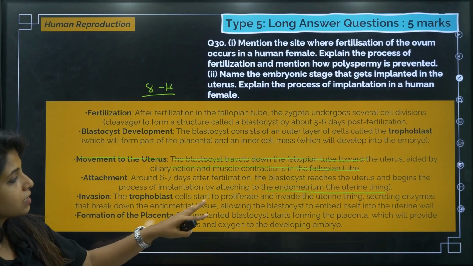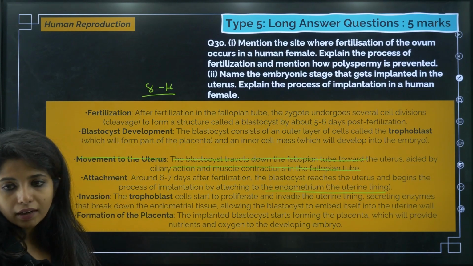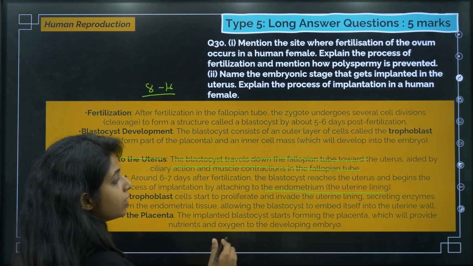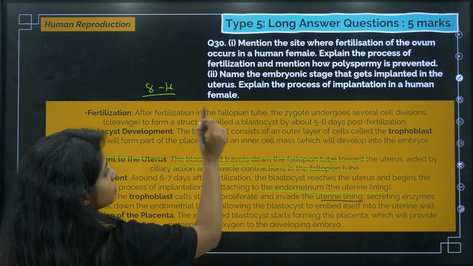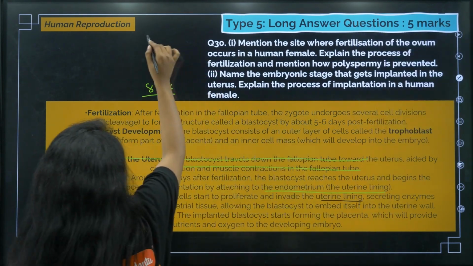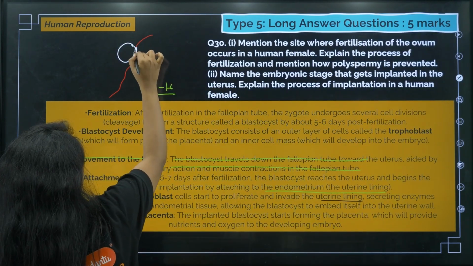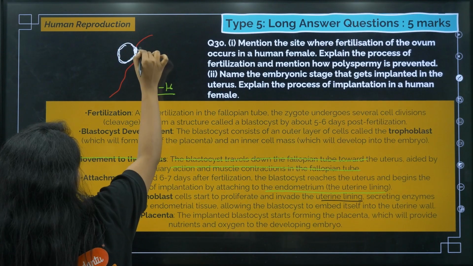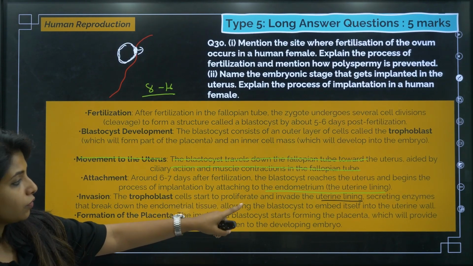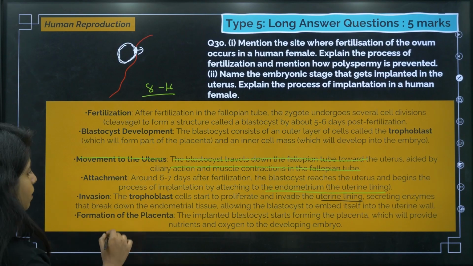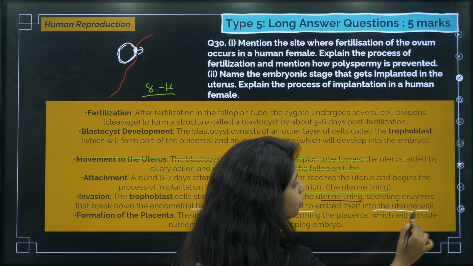Now what will happen? The trophoblast cells start to proliferate. The trophoblast that you see over there, the outer layer, will slowly proliferate, divide itself and invade the uterine lining. It will get inside the uterine lining. Uterus is over here, children. The trophoblast has come and slowly tries to invade into the uterine lining, secreting enzymes that break down the endometrial tissues, allowing the blastocyst to embed itself into the uterine wall.